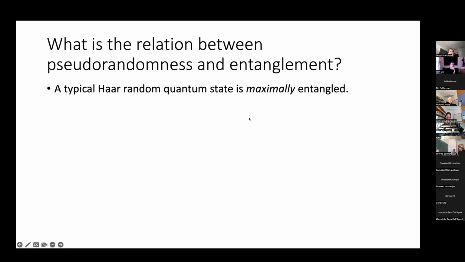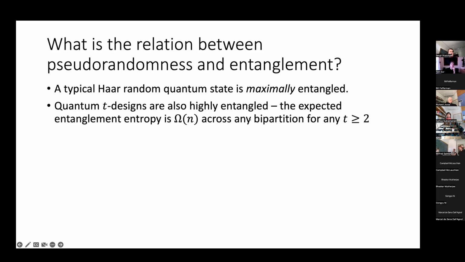You have essentially entanglement entropy n. You can ask, is this also inherited by quantum t-designs? And it turns out this is true. It's a little bit more subtle, and the proof hasn't been known for as long. But it turns out that quantum t-designs are also essentially maximally entangled. So you can prove results that say things like the expected entanglement entropy of a state drawn from a quantum t-design is essentially linear across any bipartition for any t greater than 2.